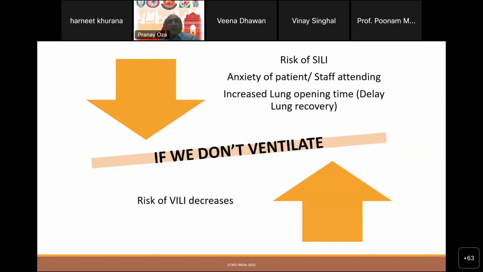If we don't ventilate, the benefit will be that it will decrease the risk of ventilator-induced lung injury. But at the same time, the disadvantage is that it can increase self-induced lung injury. There will be anxiety of the patient as well as staff, who are also worried that something may deteriorate. And there is an increased lung opening time. So definitely lung recovery is delayed to some extent, because the PEEP effect goes away. So the lung will take some more time to open up.